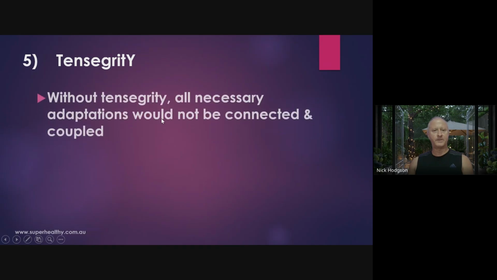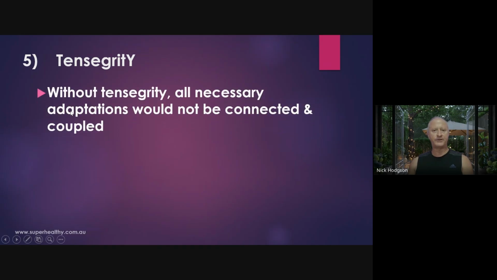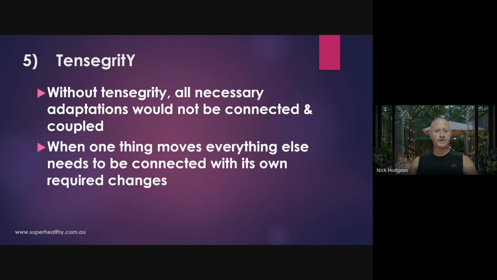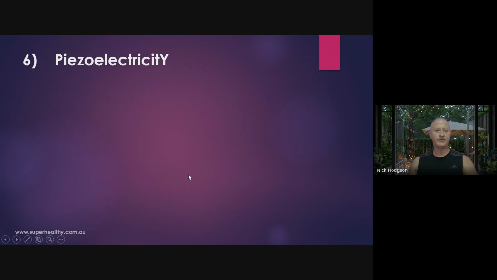Tensegrity. Without tensegrity, all the necessary adaptations would not be connected and coupled. So as one area moves to compensate, another area has to move. That's all coupled and connected to those changes. When one thing moves, everything else needs to be connected with its own required movements and its own required changes.